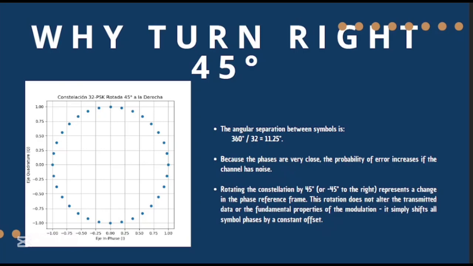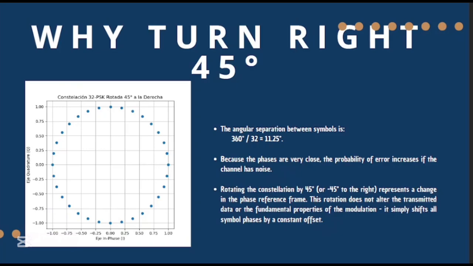Now, rotating the constellation by 45 degrees or minus 45 degrees to the right represents a change in the phase reference frame. This is important to understand. This rotation does not alter the transmitter data or the fundamental properties of the modulation.